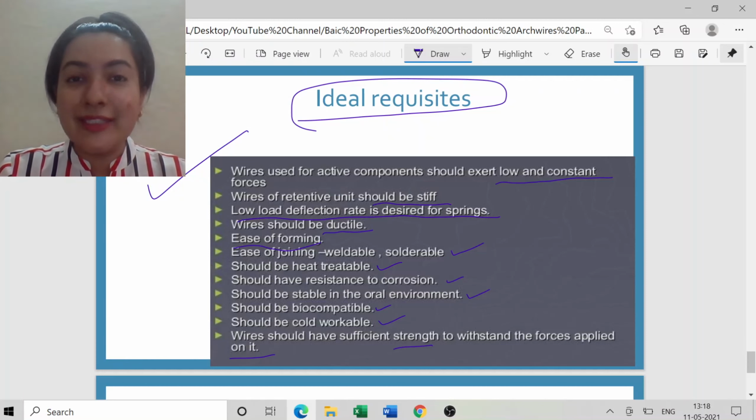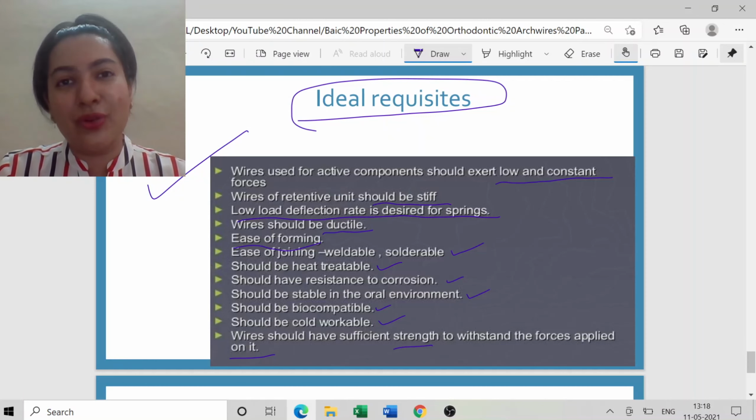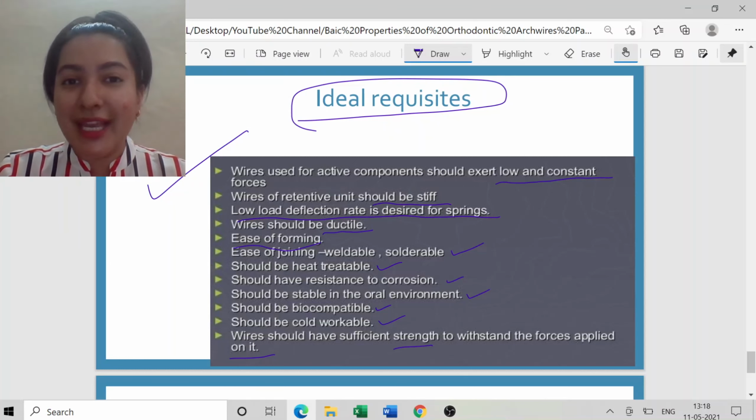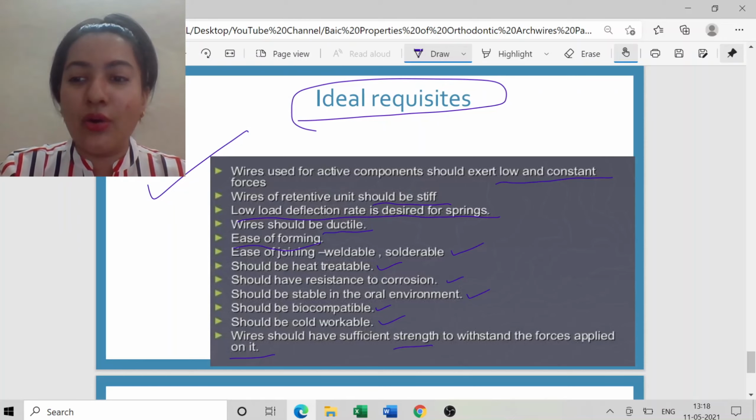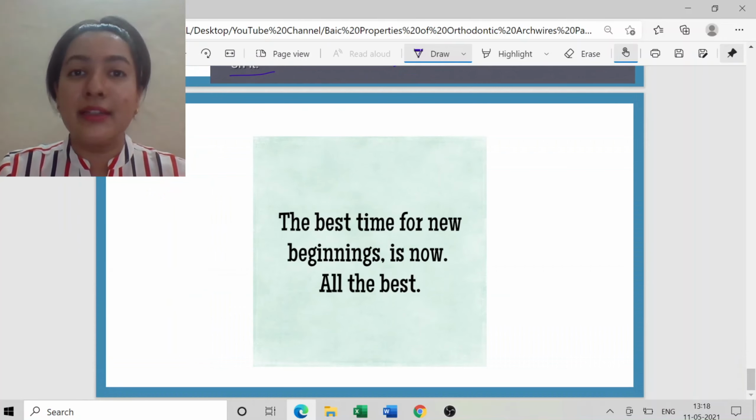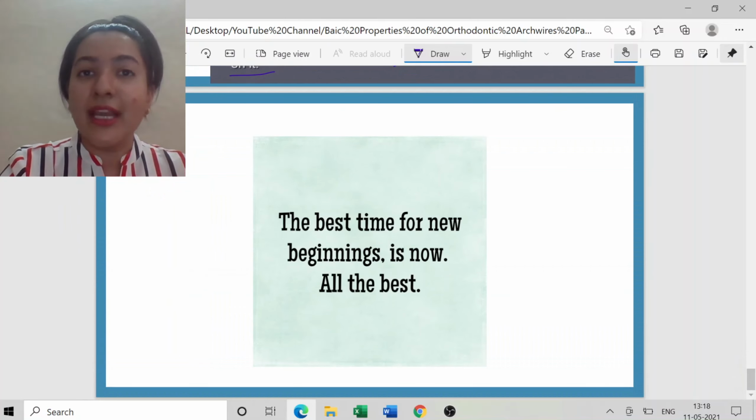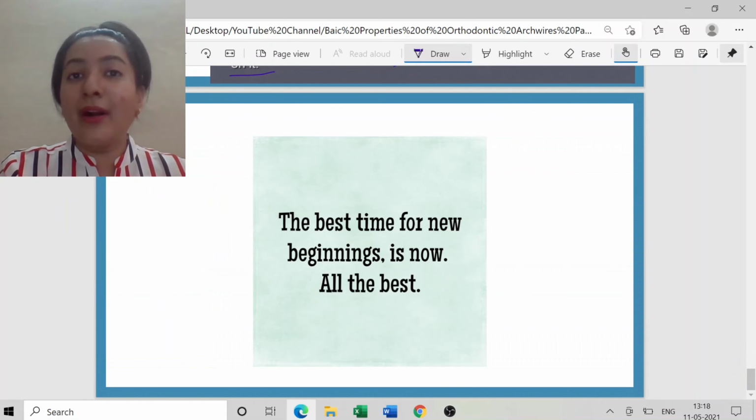Okay, so basically we were covering all the ideal requisites one by one under the topic of basic properties of orthodontic archwires. So yes, this is what has been done. So all your basics are covered. Now whatever we'll be doing in the coming up lectures, it will become very easy for you people to understand it.